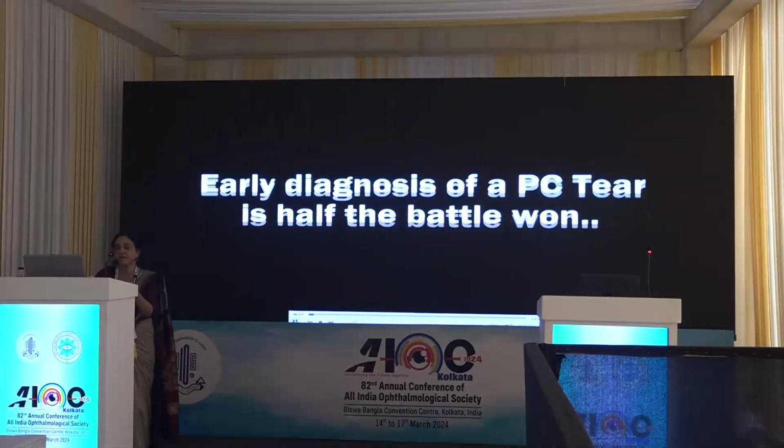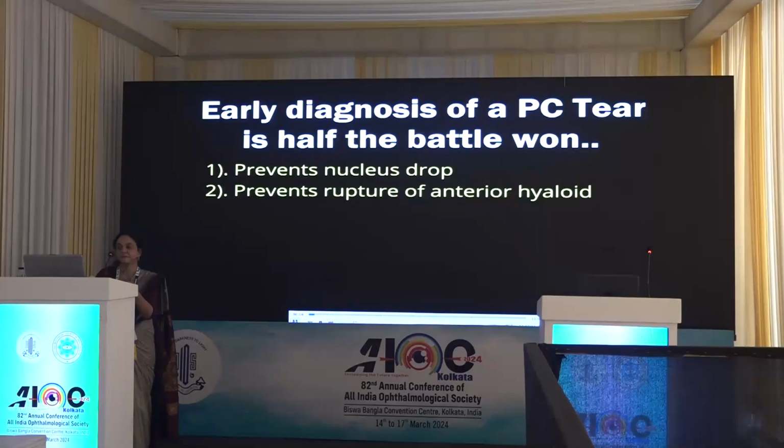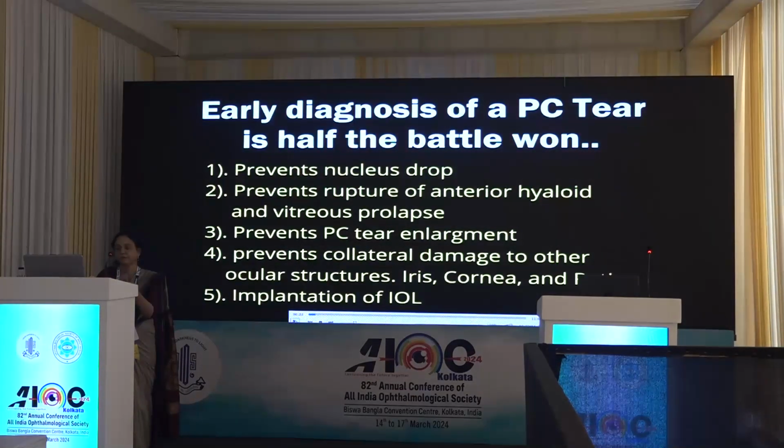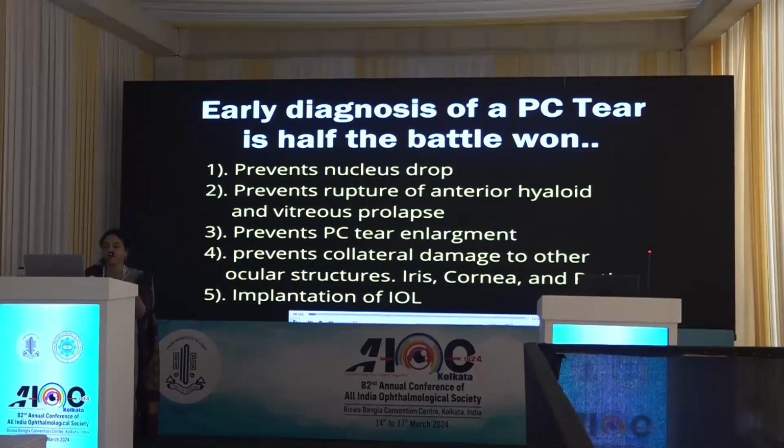It is almost half the battle won when you diagnose the PC tear at a very early stage, because you're going to prevent the nucleus drop, rupture of the anterior hyaloid and vitreous disturbance and prolapse. Then it also prevents PC tear enlargement and collateral damage to the other ocular structures like iris, cornea and retina. Finally, when we have effectively managed the PC tear, then we have a high chance of implanting the IOL.